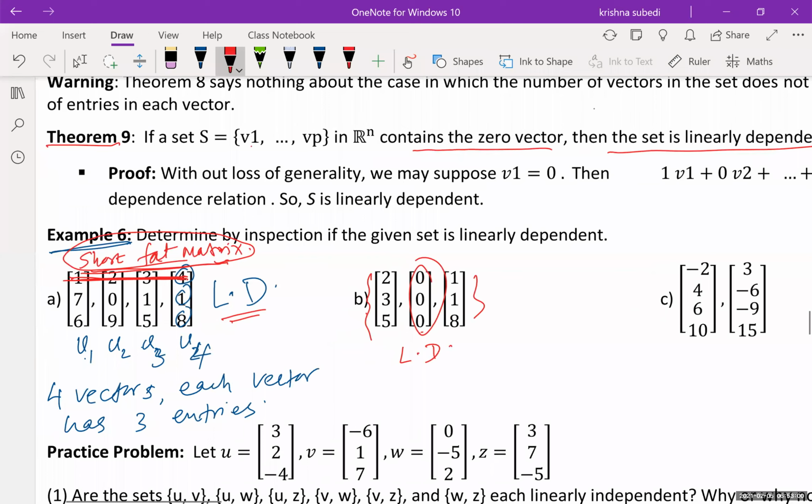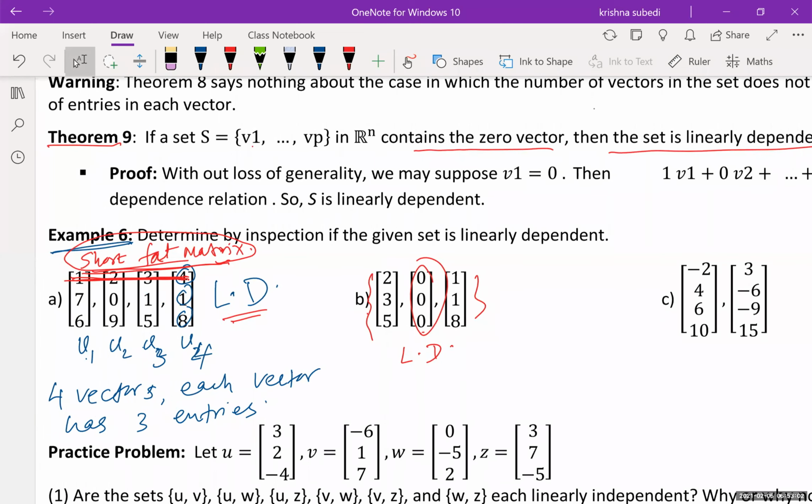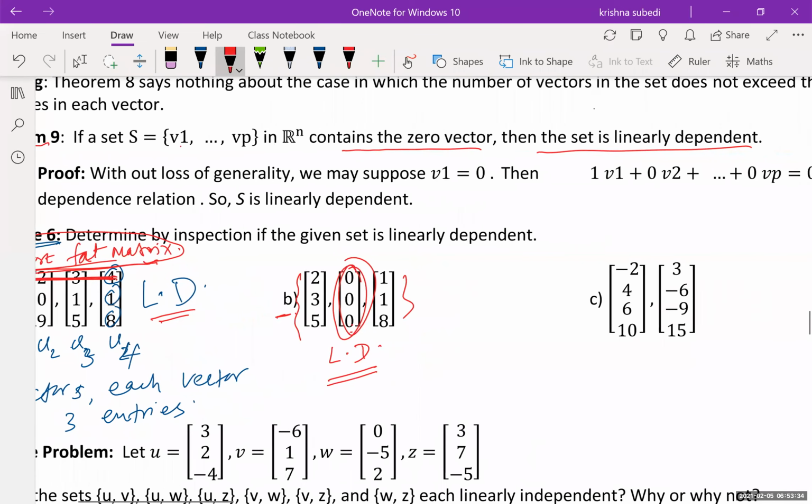If you want, you can still apply the method that you learned in example 1, even for this part A and part B. And notice that when we apply that method, it took a lot of time, right? But if you know that it is a short fat matrix, you don't have to do this. According to this theorem, we can say that it is linearly dependent. If you see at least one 0 vector, then you can simply say that it is linearly dependent. You don't have to use the method that we learned earlier.